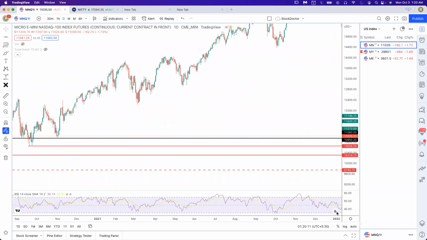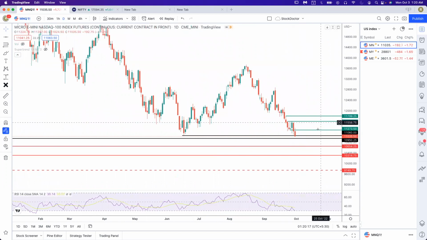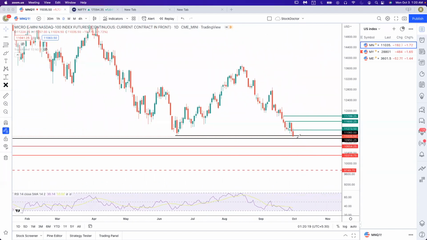If we break that support area and stay below it for 1 hour or more, then this will open the lower channels of 10,650 and 10,300. Remember my friends, if we start trading and sustaining below 10,950 on Nasdaq futures for 1 hour, then we are going to see the two targets of 10,650 and 10,300. These are the immediate short-term targets.